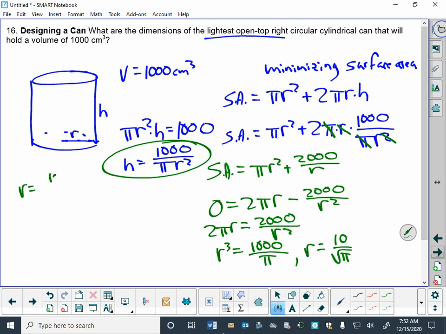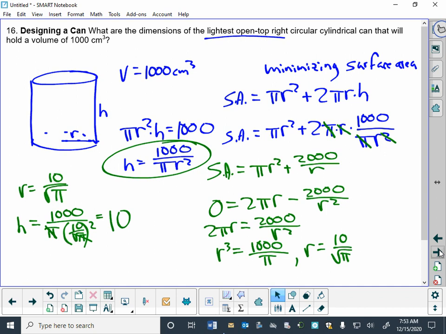I could plug that in then to this equation to get the height. So r is 10 over root pi, and the height is going to be 1,000 divided by pi times 10 over root pi squared. Those are going to cancel. I'm going to get 1,000 divided by 100, which is 10. So a height of 10 and a radius of 10 over root pi is what will be my lightest open top cylindrical can with a volume of 1,000 cubic centimeters.